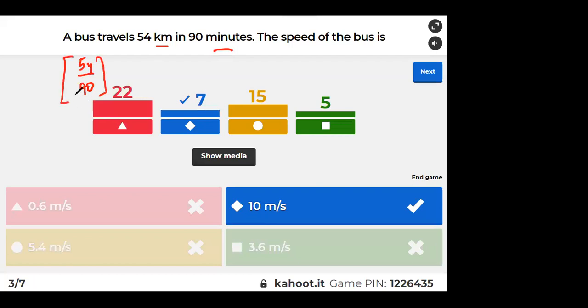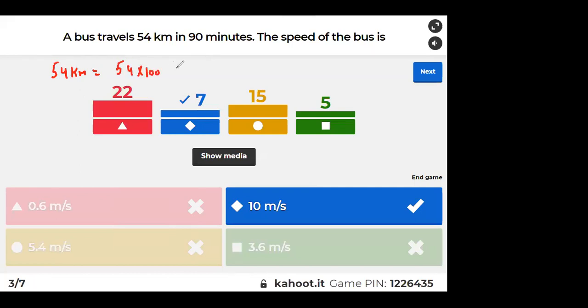Unit. Sir, one is in kilometer, the other is in minute. Got it? So you have to convert 54 kilometer per hour into meter per second, right? So 54 kilometer in meter would be what? Tell me. In meter it would be what? So it is 54 into 1000 meter.